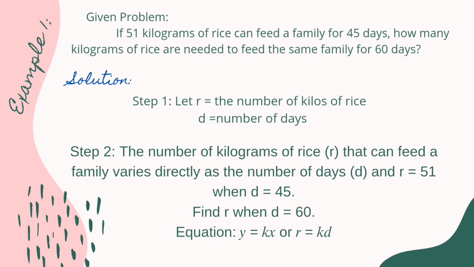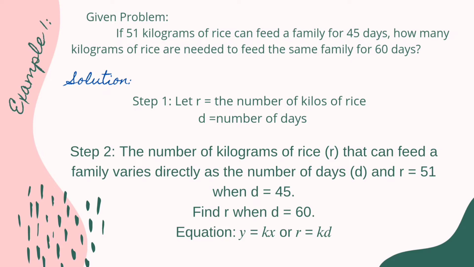So, bakit kaya si situation 1 ay example ng direct variation? Bakit kaya natin nasabi na the number of kilograms of rice that can feed a family varies directly as the number of days? So, ang variation statement natin dito, R varies directly as D. Kasi, syempre, 'di ba, habang tumatagal yung mga araw or habang nadadagdagan ng number of days, tumataas yung kakailanganing kilos ng bigas.